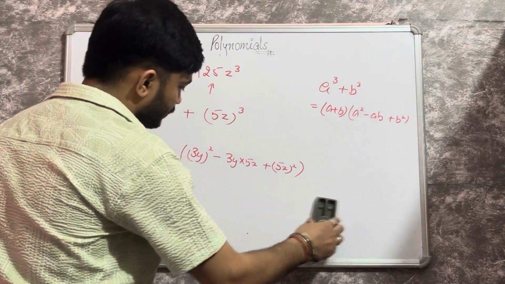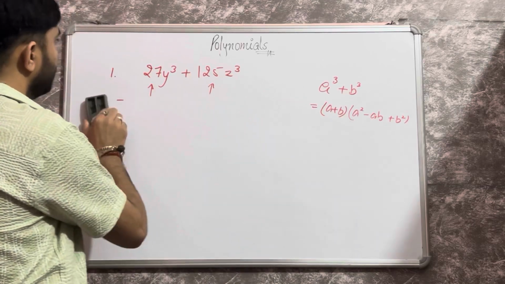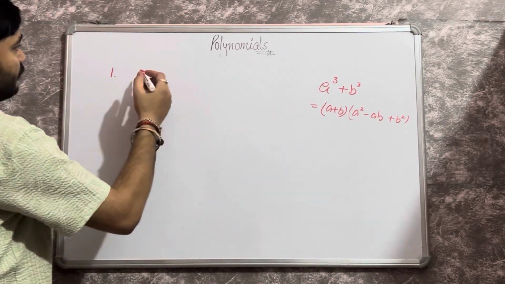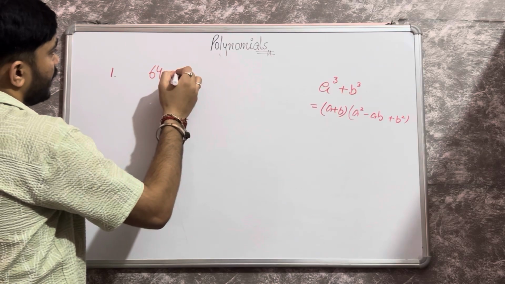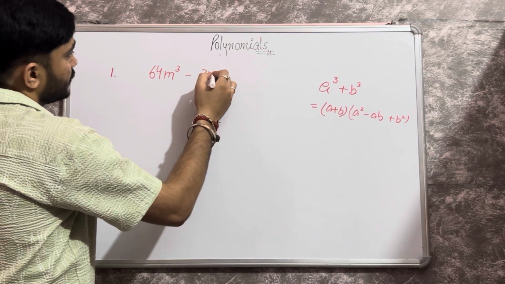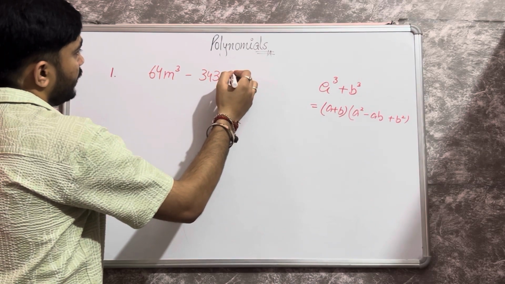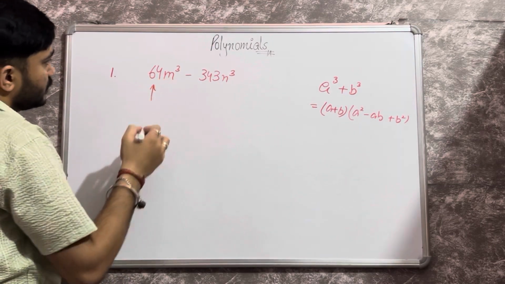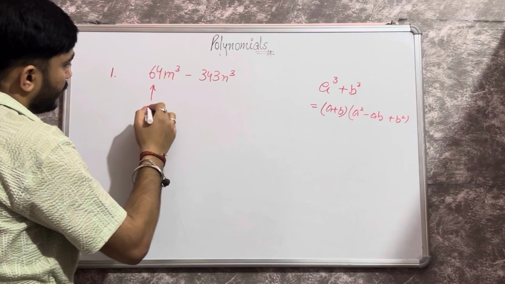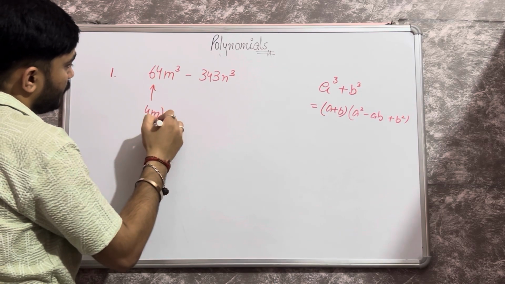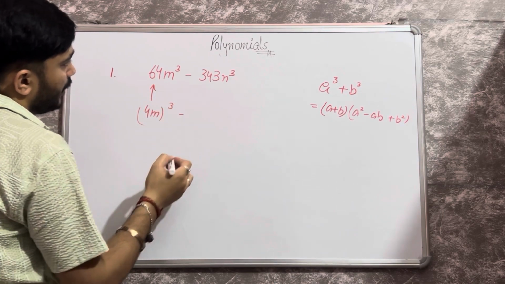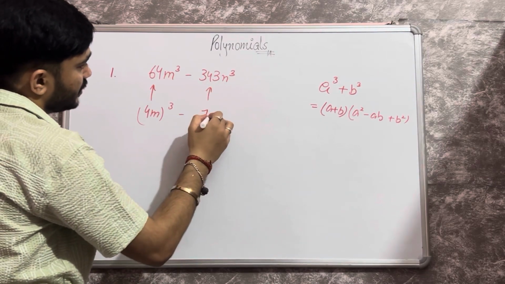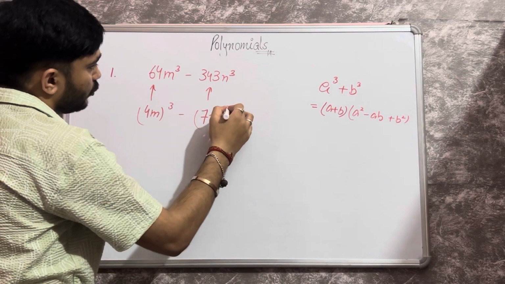Now let us solve the next example similar to it. That is, what if we have to factorize 64m cube minus 343n cube as well? So here, whose cube is 64? You will say 4m whole cube, minus whose cube is 343, that is 7n whole cube.